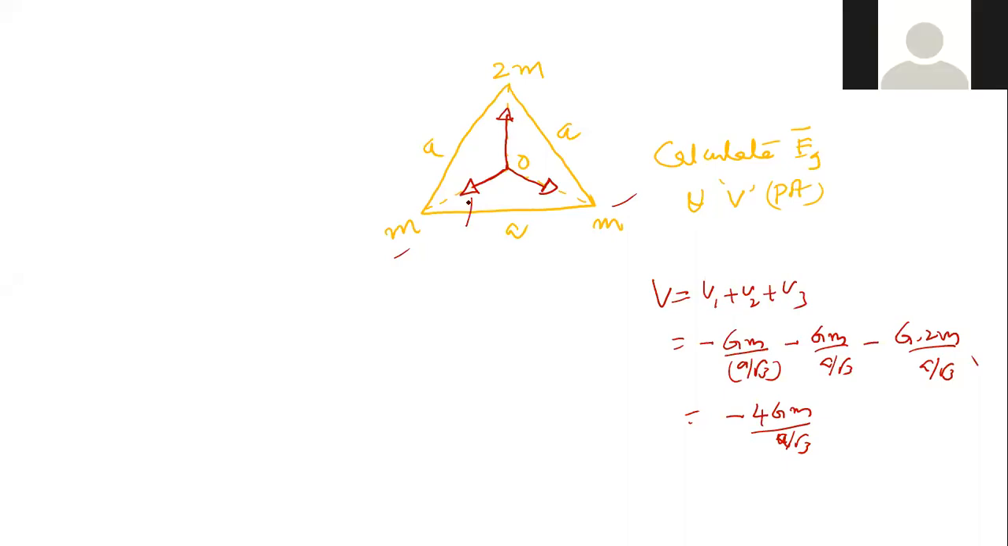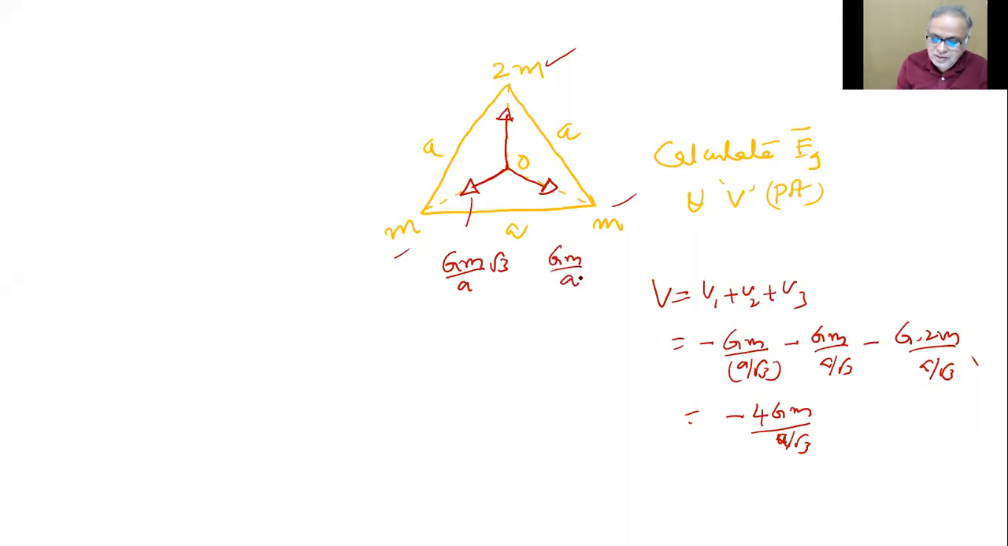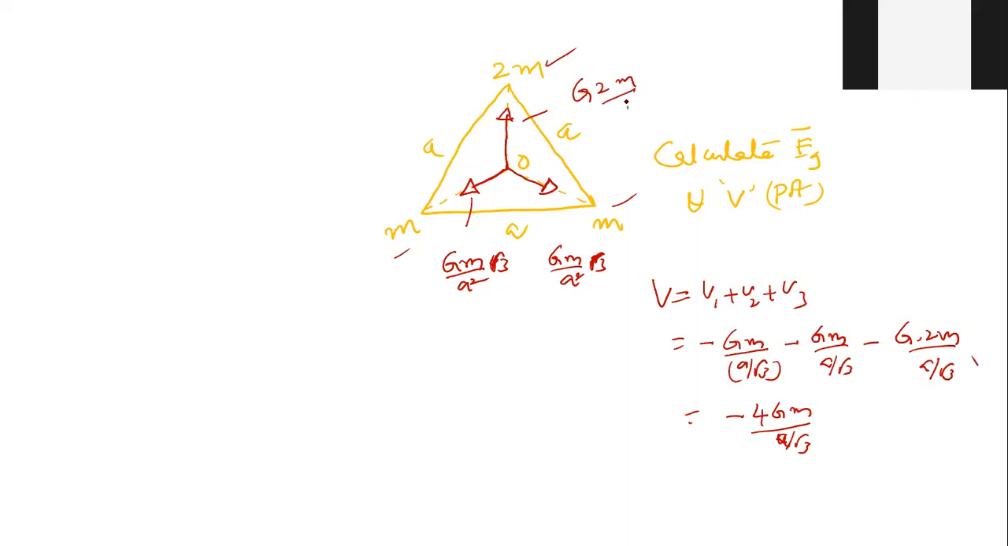Yes, sir. This 2m is mass. So this is Gm by a by root 3, this is Gm by a by root 3. That is G2m by, sorry, not a by root 3, a by root 3 whole square, right? This is a square into 3. Gravitational equation: G into 2m by a square into 3. A by root 3 whole square, I wrote at one go.